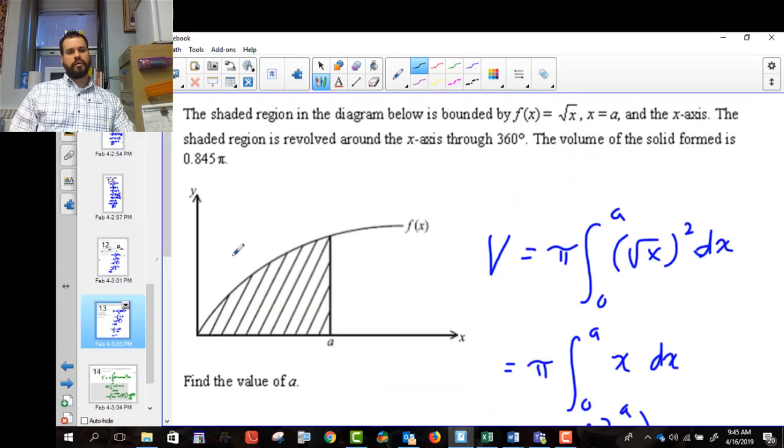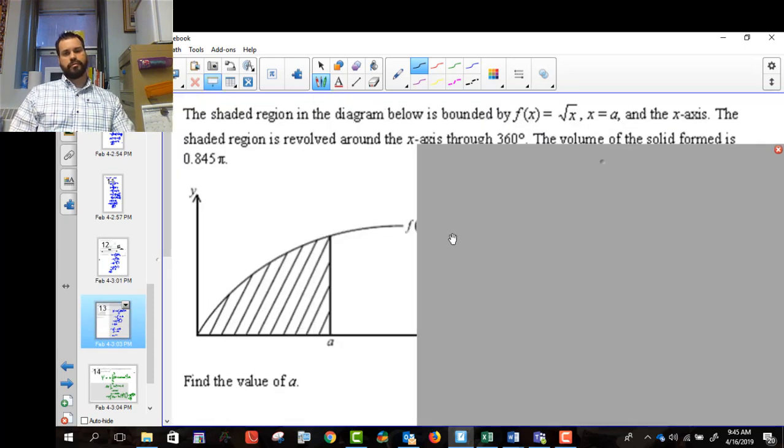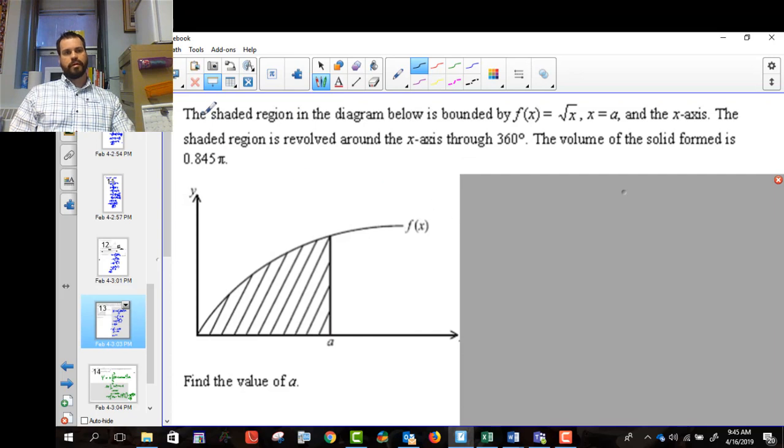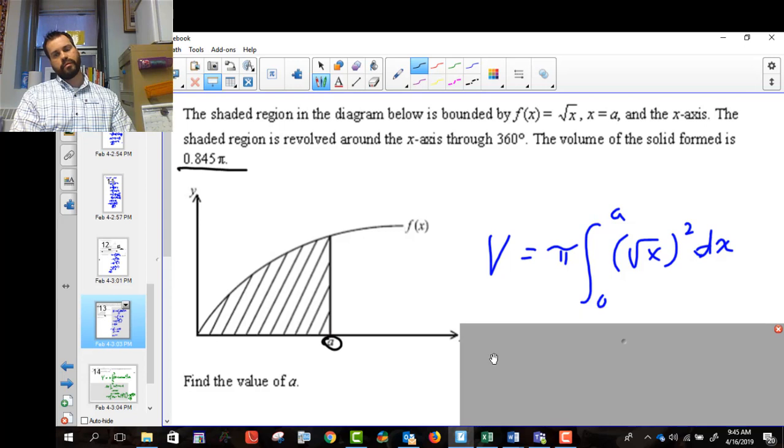Here's another example. This one is another IB question, fairly simple. But it says the shaded region in the diagram is bounded by root x, x equals a, and the x-axis. So it tells you this boundary, but it doesn't actually tell you what it is. It just gives it a parameter, a. And it says when you rotate and get an answer, the answer comes out to this. So the volume is 0.845 pi. So we have to try to find the volume with our formula.